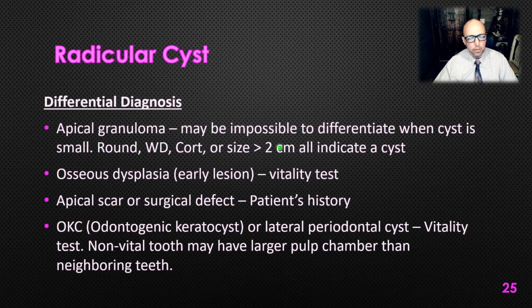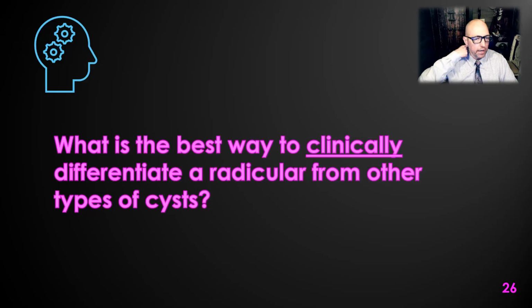I said 1 centimeter before, but really if it's above 2 centimeters, you really have to start thinking of a cyst, that well-defined corticated round border. I covered all of this. We'll talk about osseous dysplasia in a minute, and we'll talk about some of these other lesions later on. So you can use this slide to go back and compare once we've covered these other lesions. I don't want to get too much into detail right now.